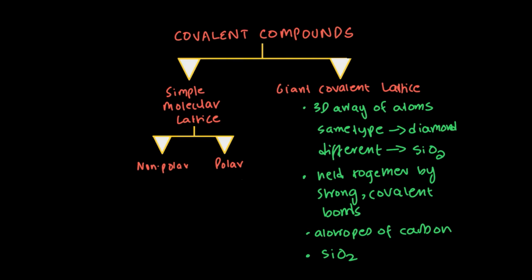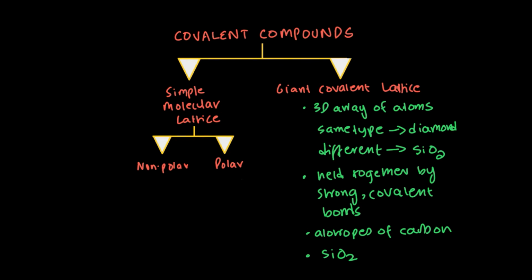Hi guys, so in the previous video we discussed that covalent compounds can be classified into two types: simple molecular compounds and giant molecular compounds. We've already discussed this section, so if you're confused about polar and non-polar compounds and other properties of simple molecular compounds, you can go watch those videos. What we're going to be focusing on today mainly is the giant covalent lattice.